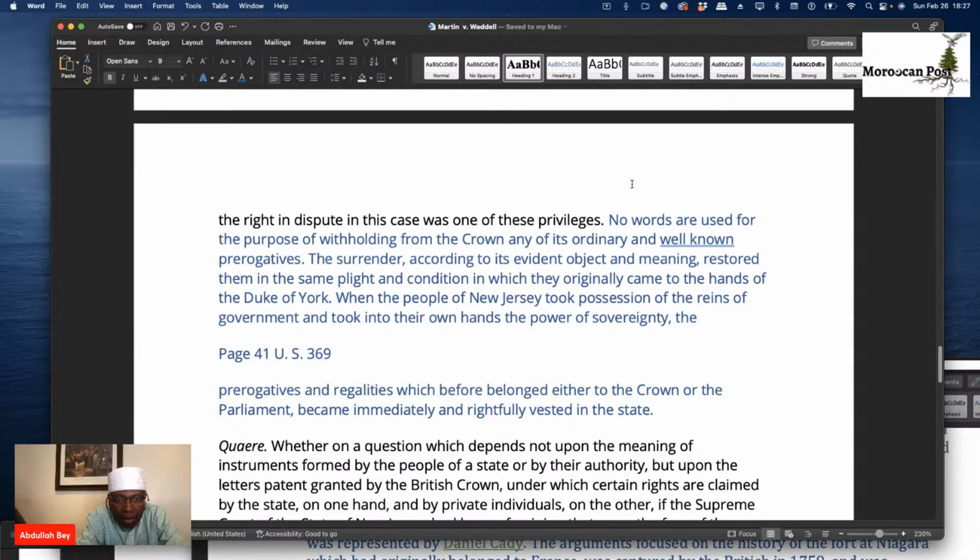The surrender, according to its evident object and meaning, restored them in the same plight and condition in which they originally came to the hands of the Duke of York. When the people of New Jersey took possession of the reins of government and took into their own hands the power of sovereignty, the prerogatives and regalities, which, I'm sorry, y'all. Hold on. Let me start this over because this light is in my eyes and I'm going blurry right now.